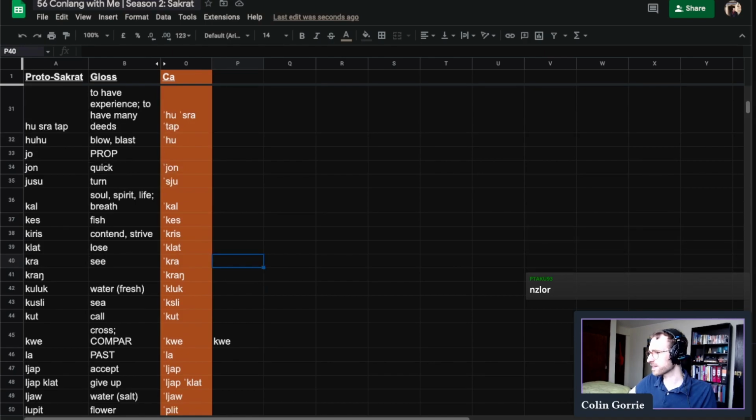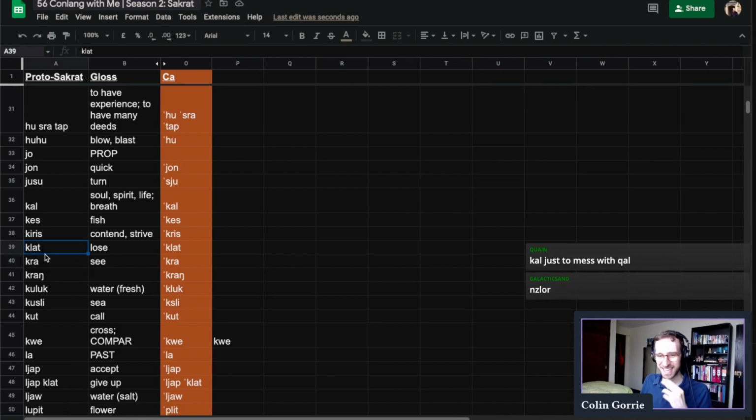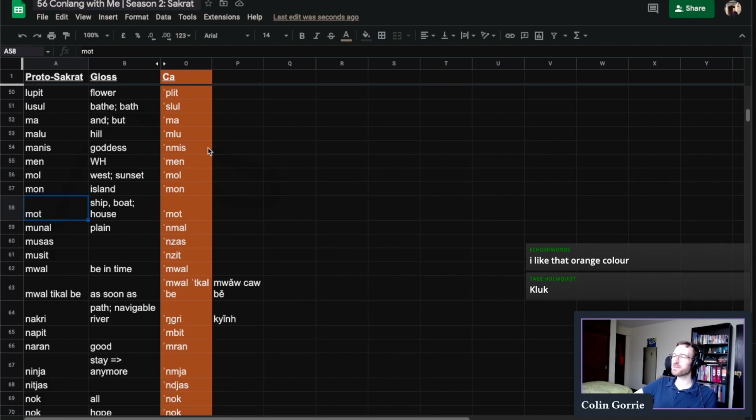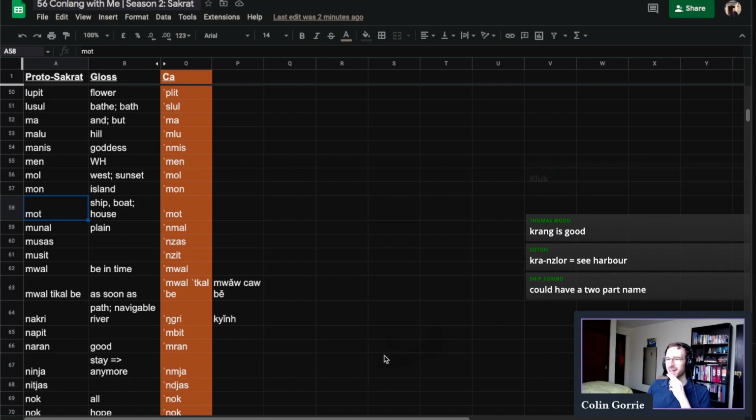Maybe I should just keep it on one part of the screen for a bit and then page down. That's probably easier on the eyes, right? I like krang. I don't know why. It sounds cool. It sounds fun. I'm seeing a lot of votes for nzlor. I don't know if anything else can catch up at this point. Mis. By the way, I'm not suggesting it, but this is our cognate of me. So we have mis. It's kind of cool. I see votes for krang, kluk, kranzlor.